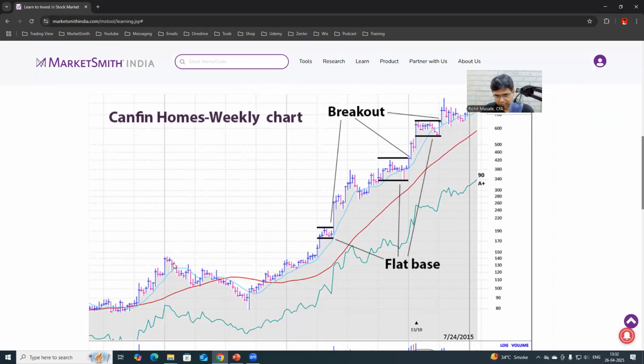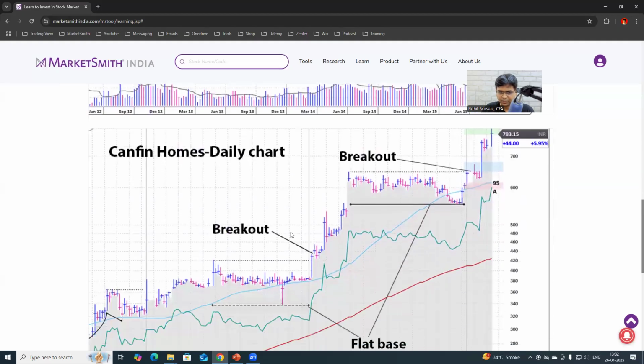So you see this, there is a nice cup here, then there is a handle here, stock breaks out, then the second base is the flat base. Tight price action, there is the buy point. Again, tight price action, there is a buy point. Tight price action, there is a buy point. So that's the flat base. Then Canfin Homes, the same stock, daily chart, it looks like this. There is an opportunity of buying here.